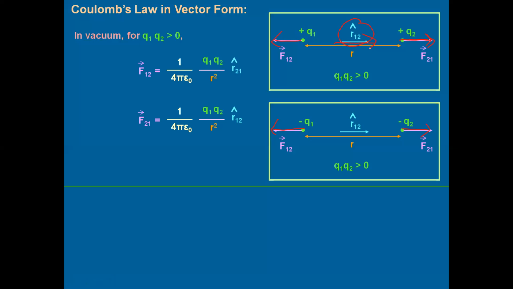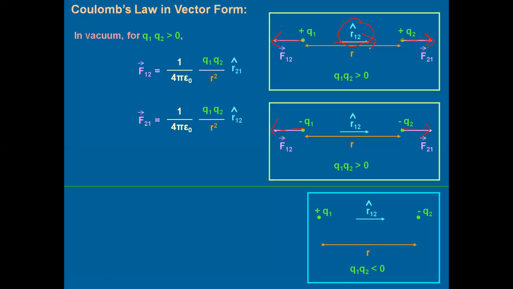In the second case, I'm going to take two unlike charges. That is, if one charge is positive and another charge is negative. In that case, we can say that the product of charges will be less than 0, because one is positive and another one is negative. When you multiply a positive and a negative number, you will be getting a negative number. Position is R, position vector, unit vector is R12. Here also there will be two forces, but these forces will be acting towards the charges.